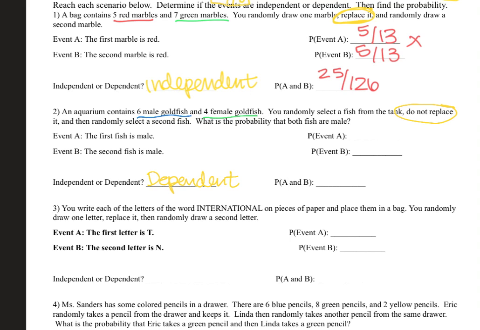The probability that my first fish is male is going to be 6 out of 10. Now, probability B, I'm assuming that the first fish was male, and I'm assuming I was correct. So I'm now choosing from 5 male, and 9 of them are total. Your second event is based off your first. Your second event is assuming that your first one is correct. And you're going to multiply these. So this should be 30 over 90, which simplifies to 1/3.